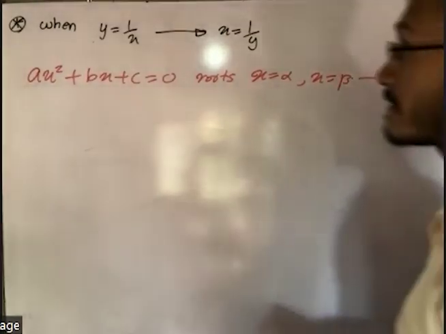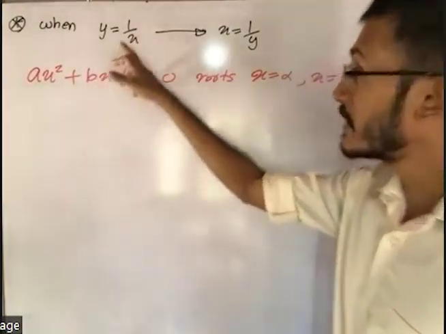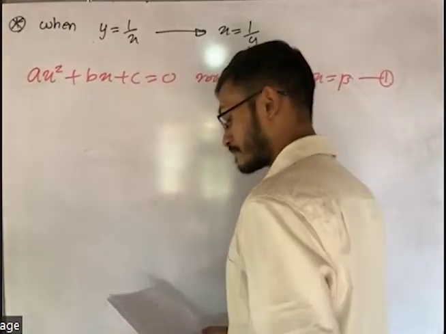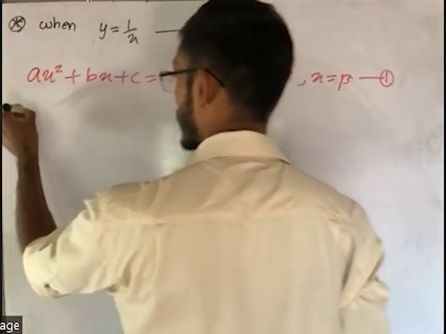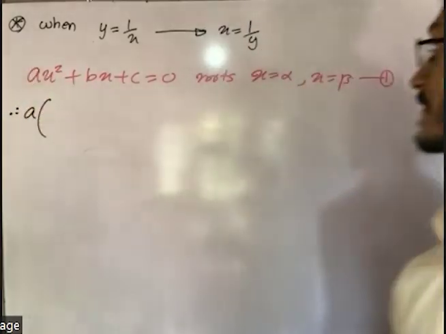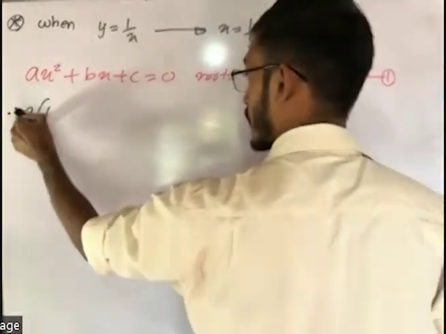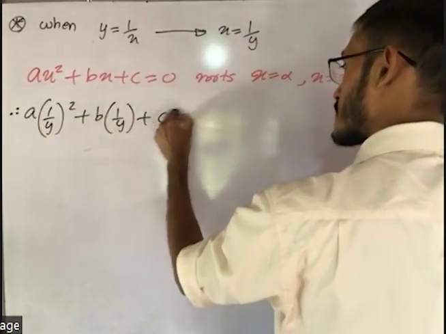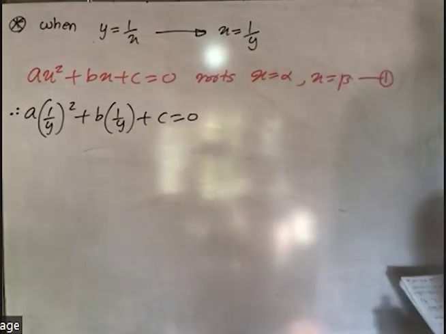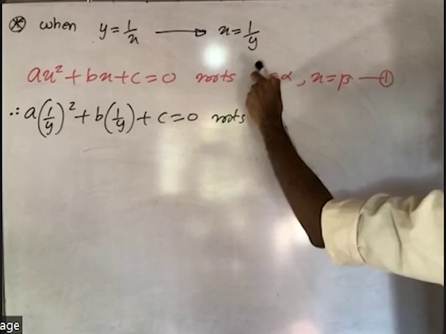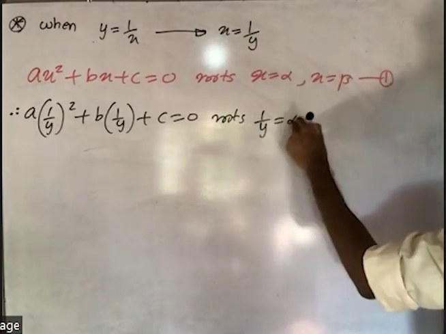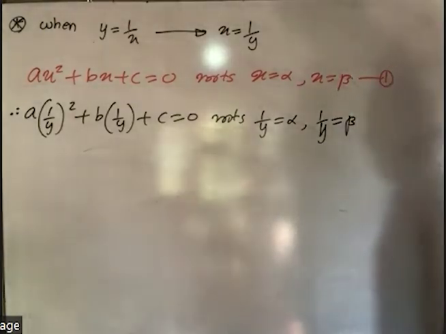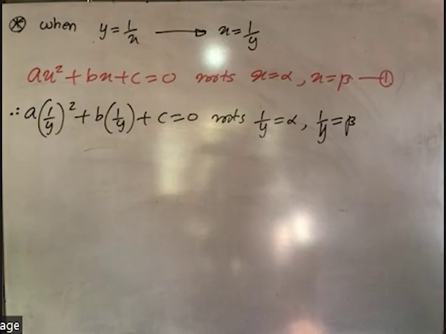Now we can convert this x value to a y value. Here y equals 1 over x, and here x equals 1 over y. Now I'm going to convert it. Therefore, instead of x, I can write 1 over y: a into 1 over y square plus b into 1 over y plus c equals 0. Here the roots are, instead of x, 1 over y equals alpha, and 1 over y equals beta.